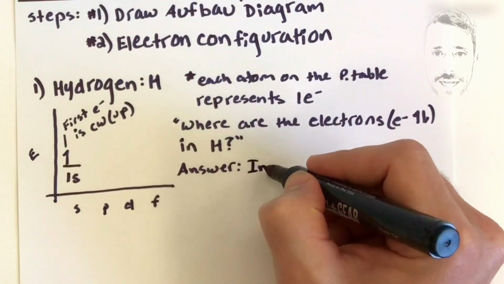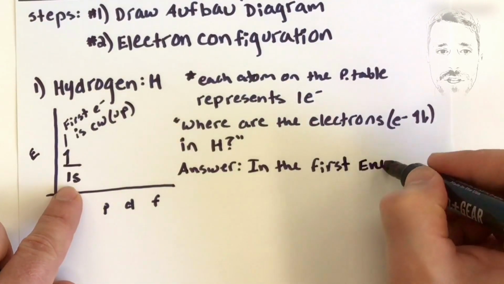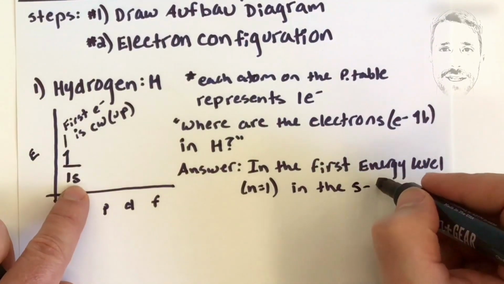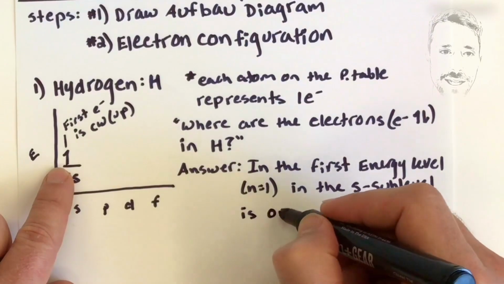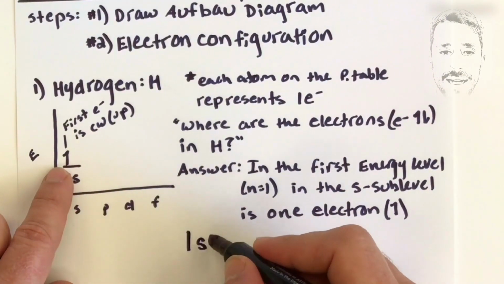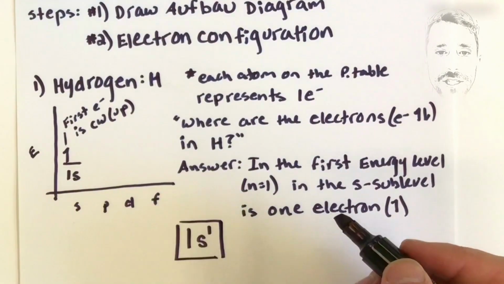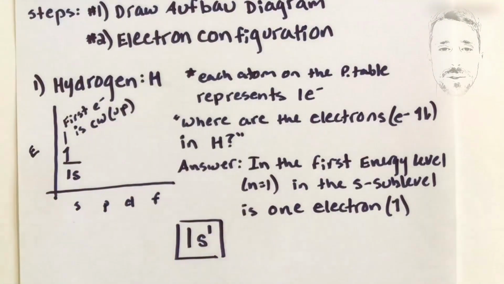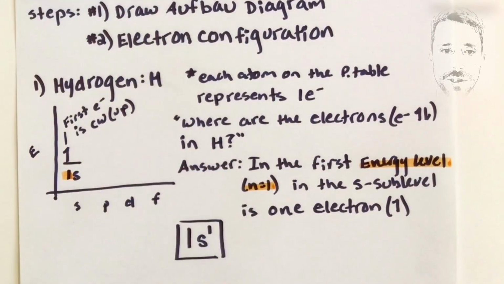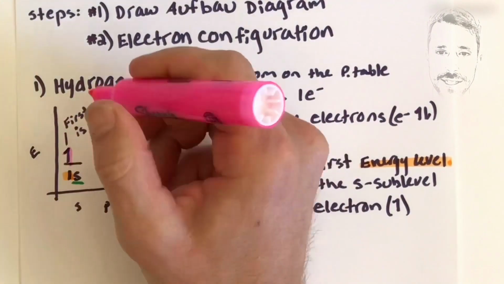So to answer this, in hydrogen, in the first energy level, in the s sublevel, there is 1 electron, and it's spinning clockwise, if we wanted to be a little more specific. And the way we write that electron configuration is 1s1. So energy level stuff for us, we'll do orange here, and then it's in the s sublevel, and there's only 1 electron that's there.